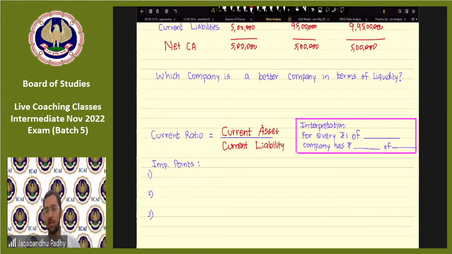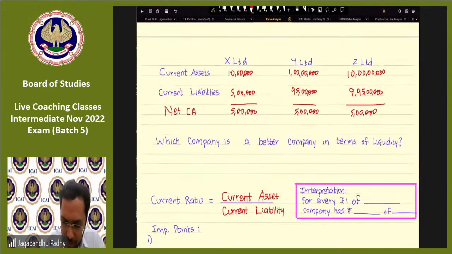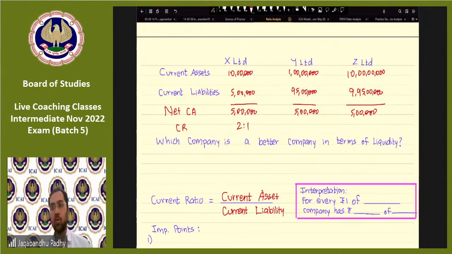Current asset upon current liability. So in our case, let's say the first case, X Limited. In case of X Limited, current asset to current liability ratio is 2:1. And for Y Limited, it is 1.05 is to 1. And for Z Limited, it is like 1.005 is to 1.